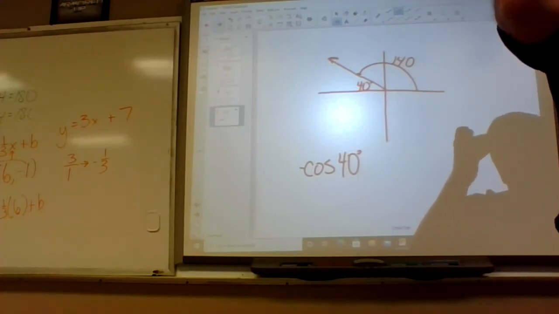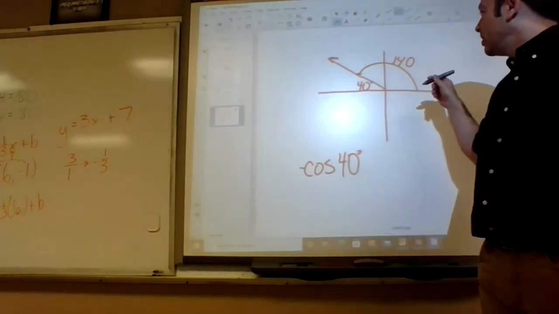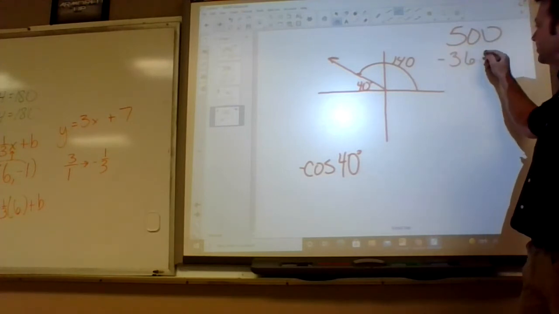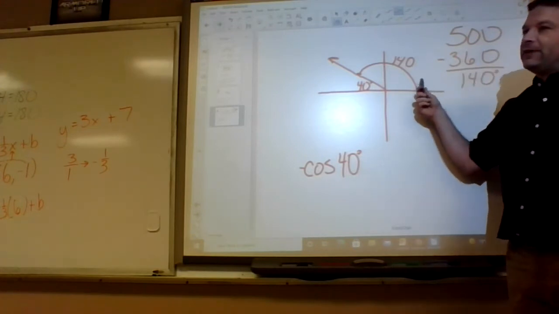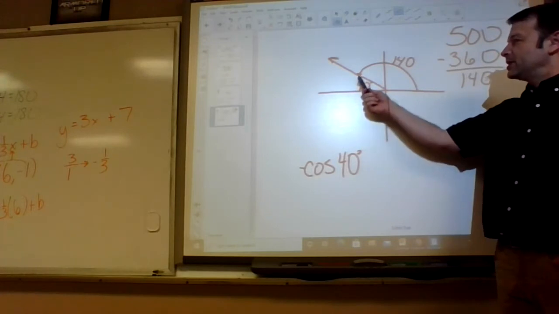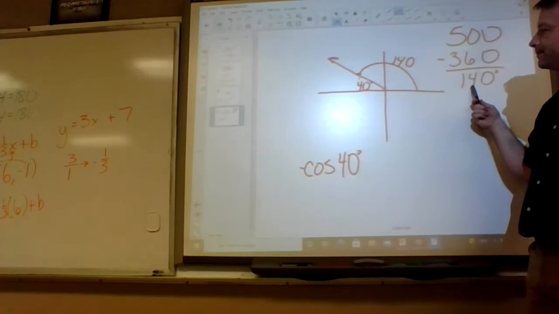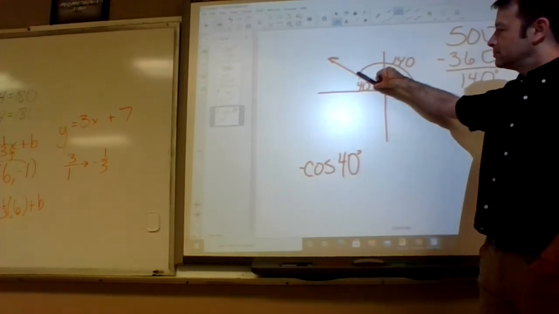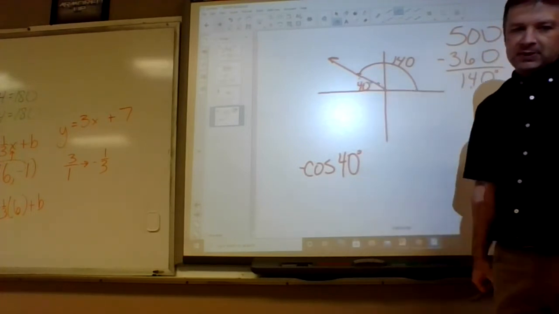Did we get that 140? Okay, because they gave us 500, but to help us think about it, we just subtracted 360. Because a 500 degree rotation is the same as, if you subtract 360, it's going to end at that same spot. They both stop right here at 140. So the reference angle is still 40, right there.